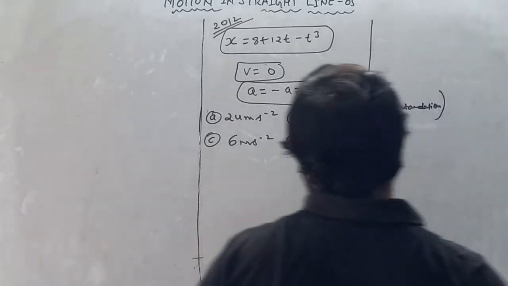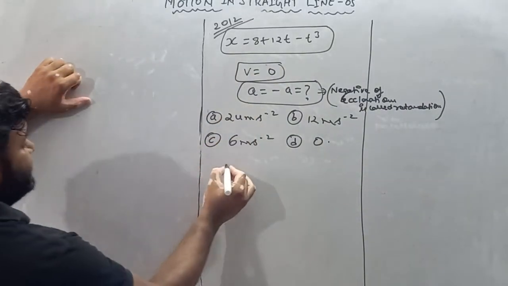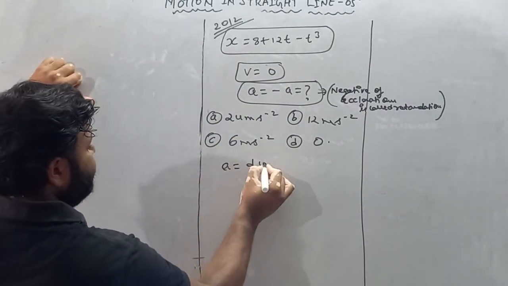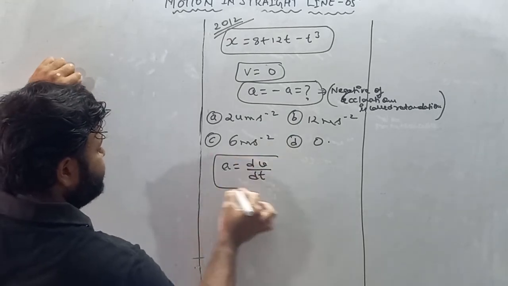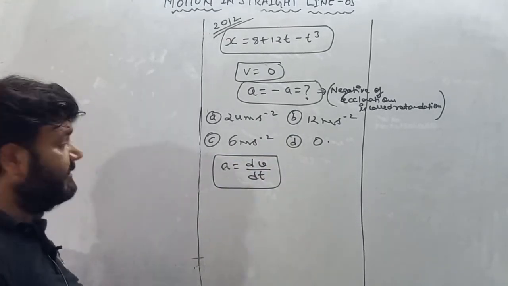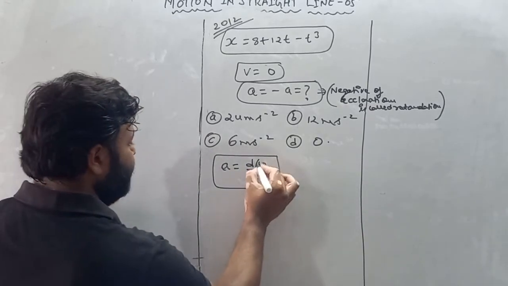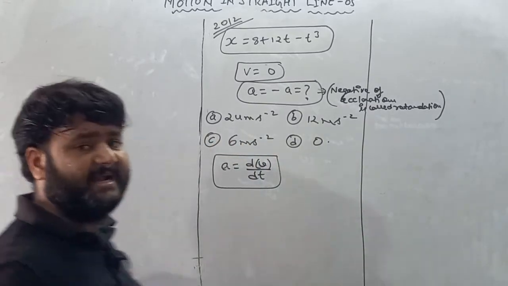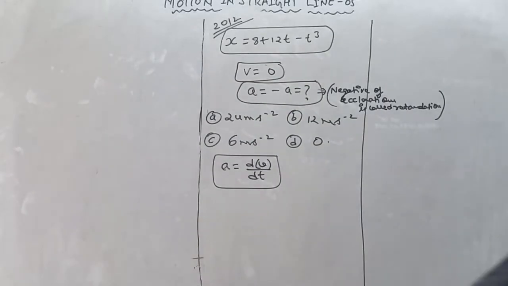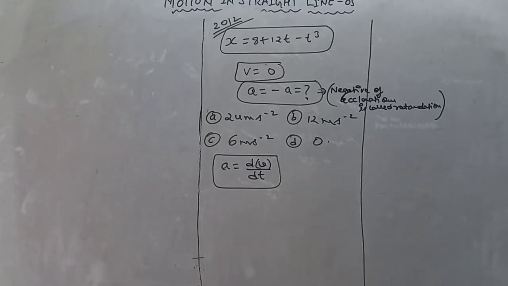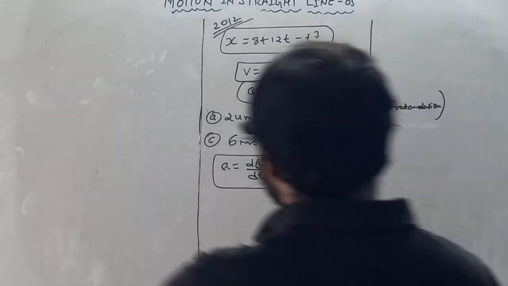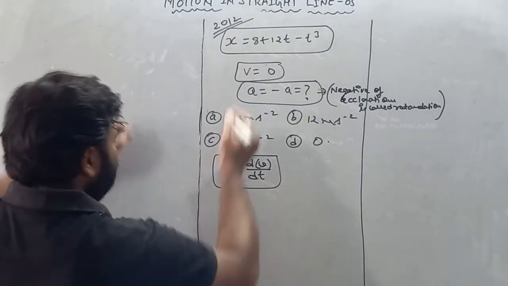My dear student, acceleration is nothing but the change in velocity with respect to time. If velocity is given, then you differentiate the velocity with respect to time and you will get acceleration. But see, here velocity is not given, here displacement is given. So don't worry, find velocity.